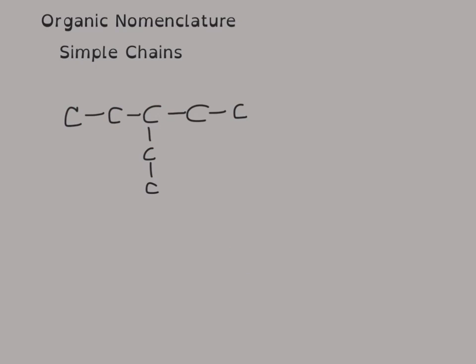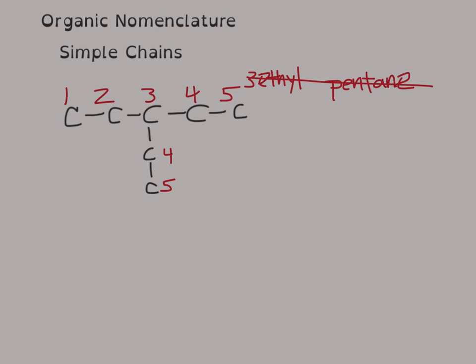In the case of this example, I have 1, 2, 3, 4, 5, and it doesn't matter which direction I count. So I have a 5 carbon, so I have another pent, and it's all single bonds, so pentane. And on carbon 3, I have a 2 carbon group, so that is, I'm sorry, it's not meth, it's ethyl pentane. And that would all be one word, so let's rewrite it. 3-ethylpentane.